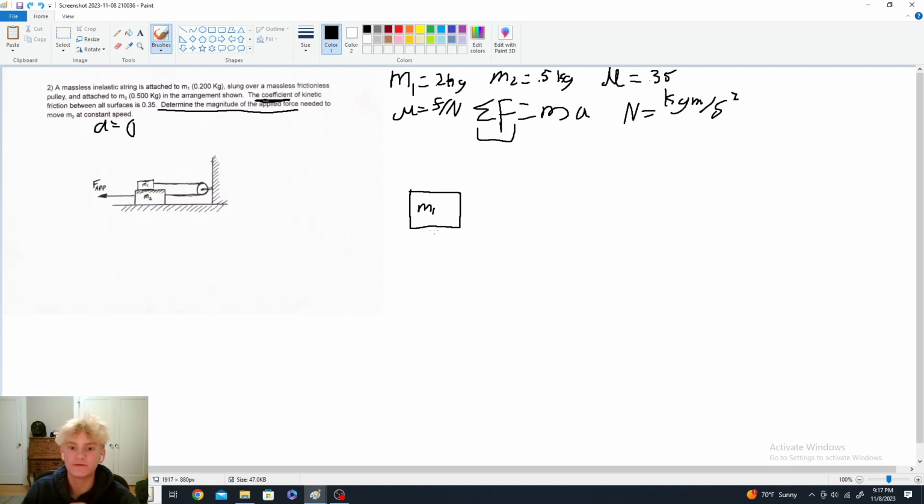So the first force acting on M1 is gravity. Well, not the first force, but this is just a force that I'm going to put first. So this force acting on M1 is gravity, right? Force of gravity represented as M1g, right? Mass times acceleration due to gravity, right? So the force of gravity is equal to the mass of the block times acceleration.